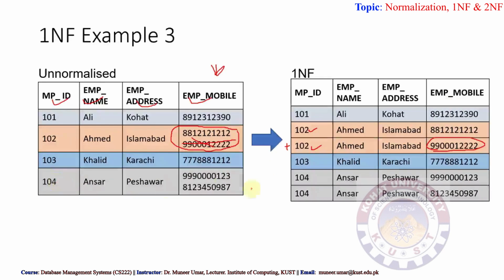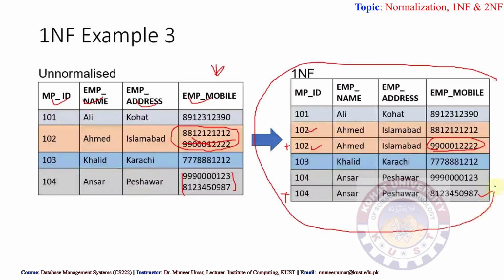Similarly for 104 we added a new row and removed these multiple values under employee mobile. So this value is now a single value under employee mobile. So all the attributes in this table are now scalar, so there is no multi-value attribute. Then we can conclude that this table is now in first normal form.